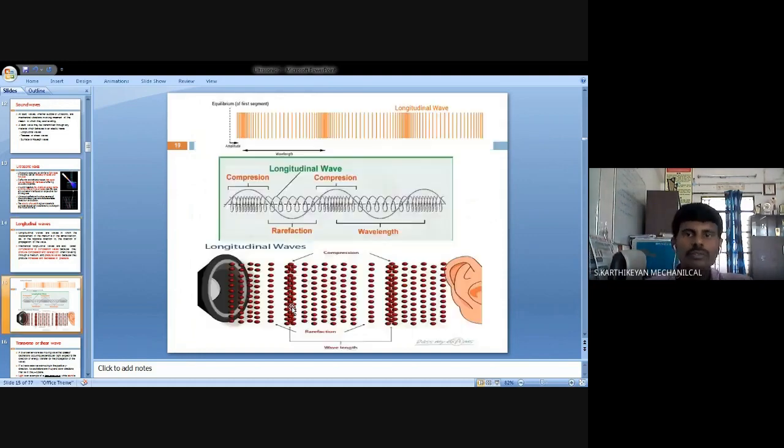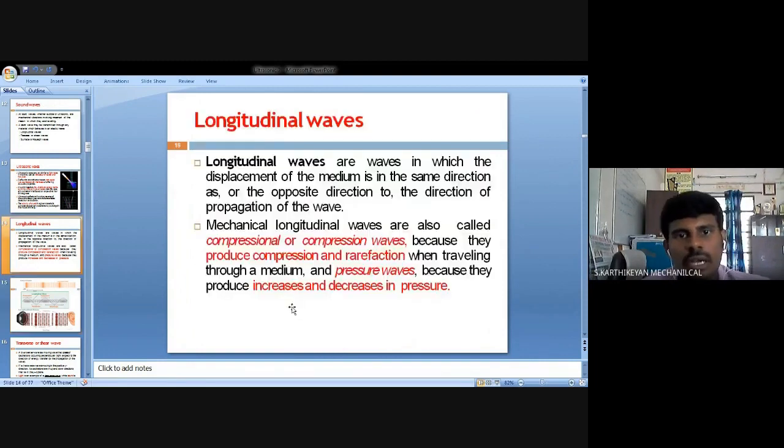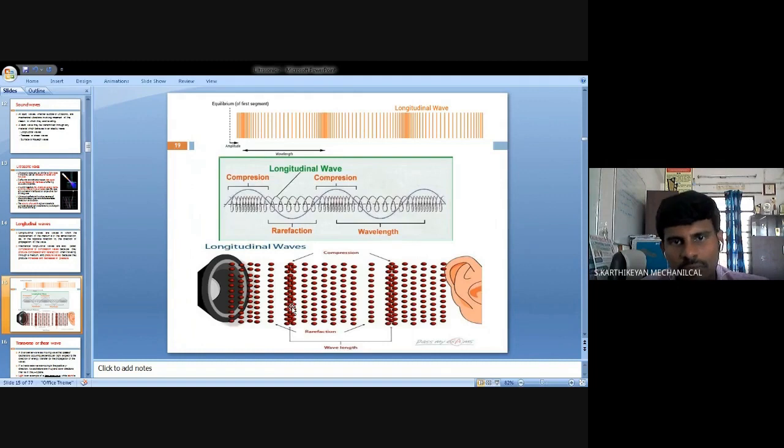In this picture we clearly see that longitudinal waves are waves in which the displacement of the medium is in the same or opposite direction to the direction of propagation. Here we see the compression and rarefaction waves. The wave displacement indicates where the longitudinal wave is in compression or rarefaction. Where the distance between the waves is larger, it is known as rarefaction, whereas where they are closely spaced, it is a compressional wave.